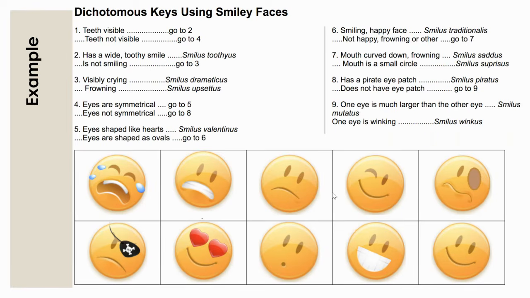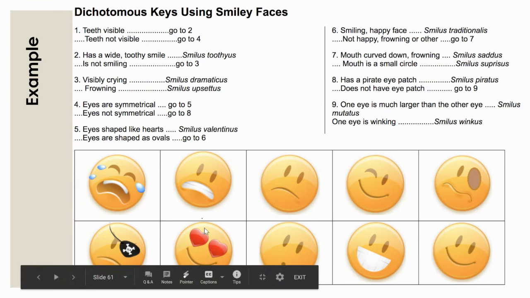So here's another simplified example. This isn't related to biological species, but it's an interesting way to think about it. These are some smiley faces, and this can help us practice using dichotomous keys. I'm going to choose the heart eye emoji, so let's go through the dichotomous key thinking about it.